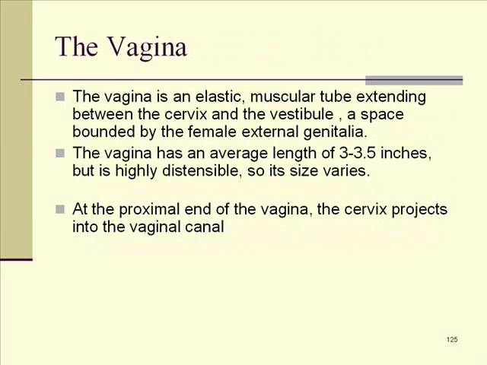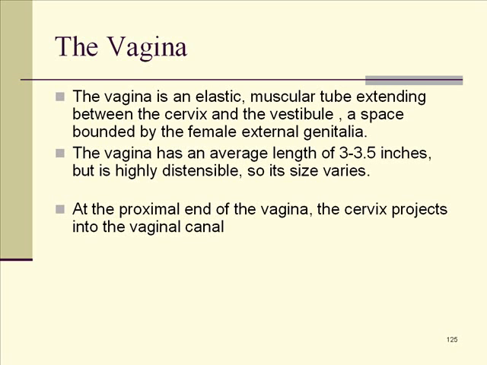Also can be treated with antibiotic therapy. Another portion of the female reproductive system is the vagina, an elastic muscular tube extending between the cervix and the vestibule, a small space bounded by the female external genitalia. The vagina averages about 3 to 3.5 inches, but it is highly distensible, so its size may vary.